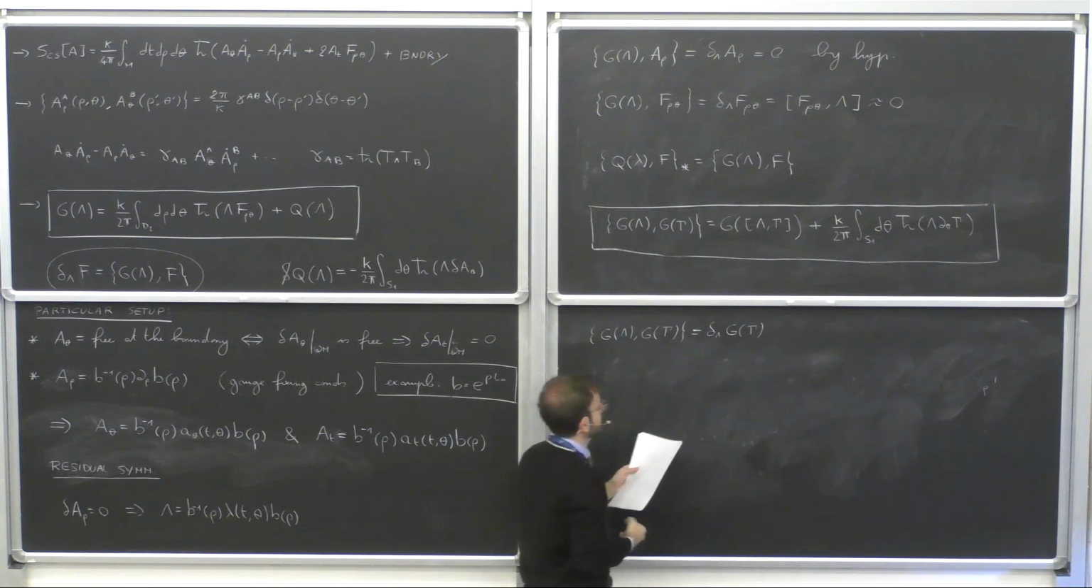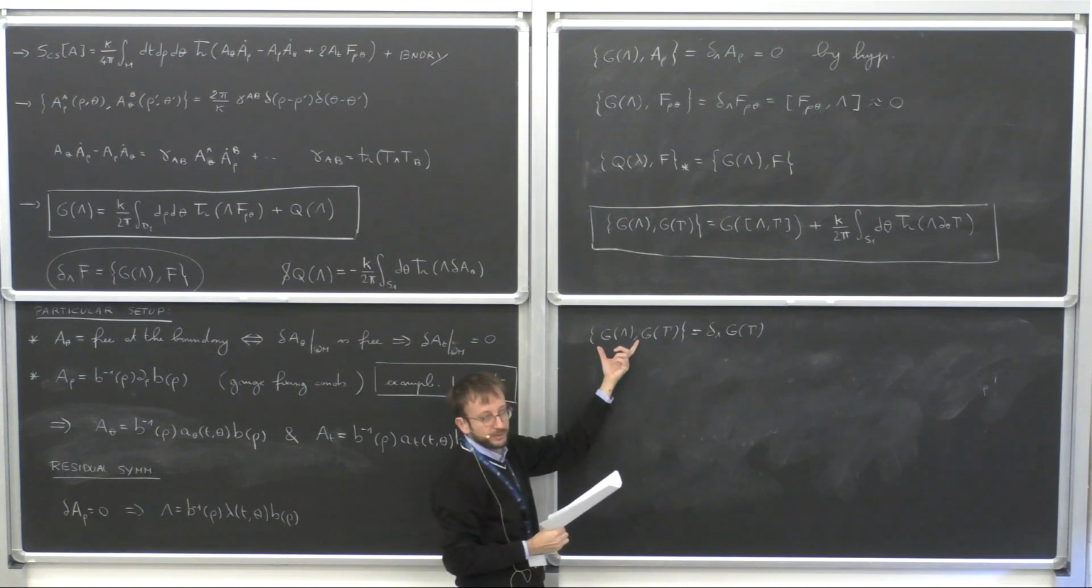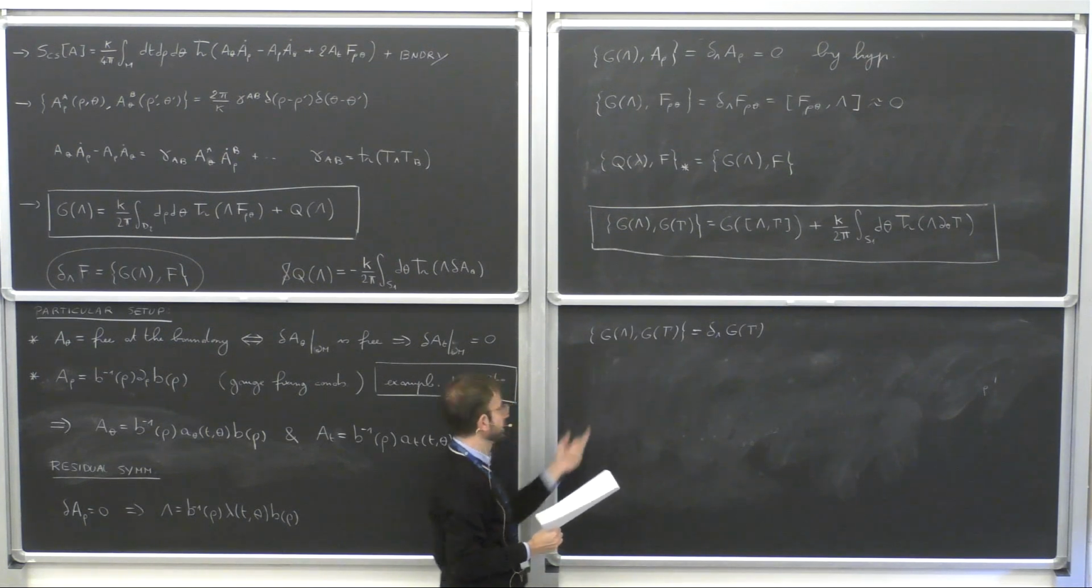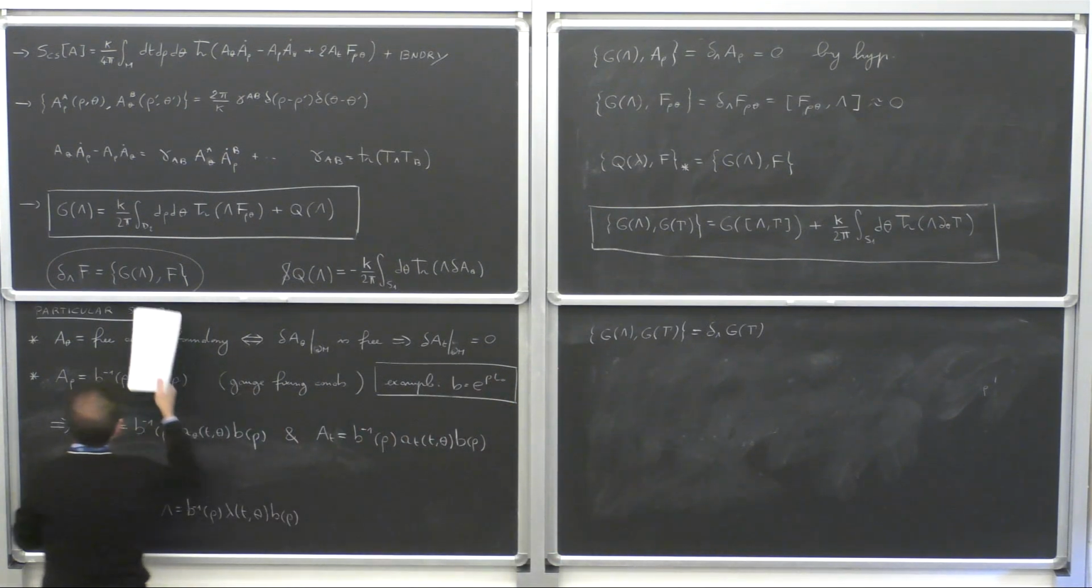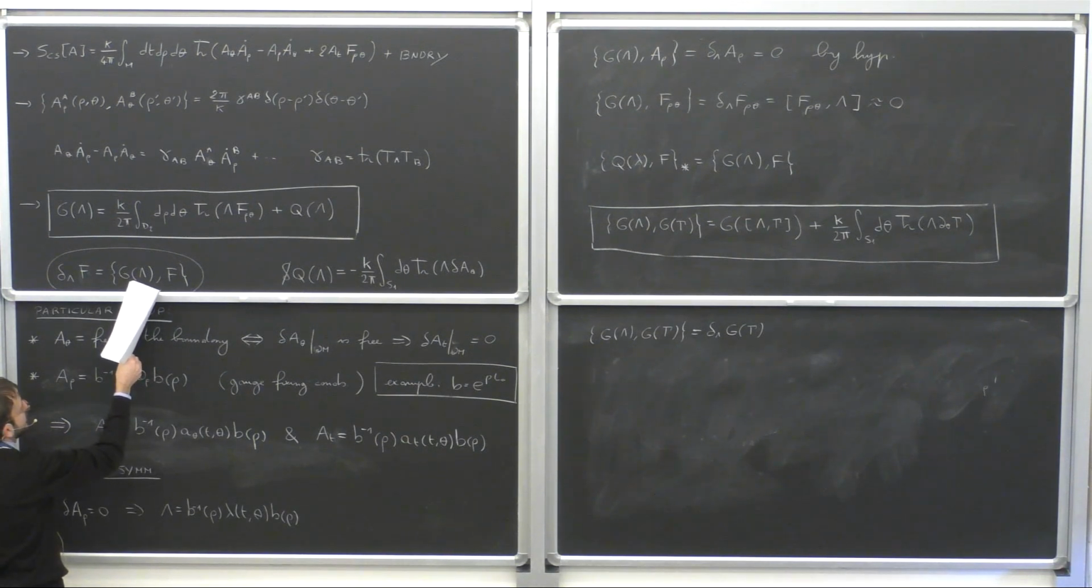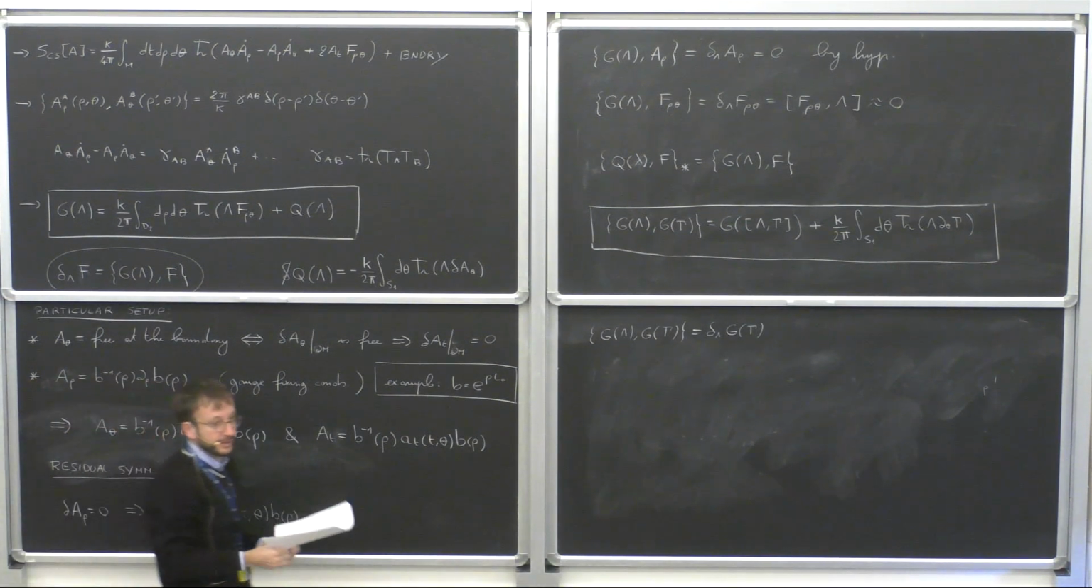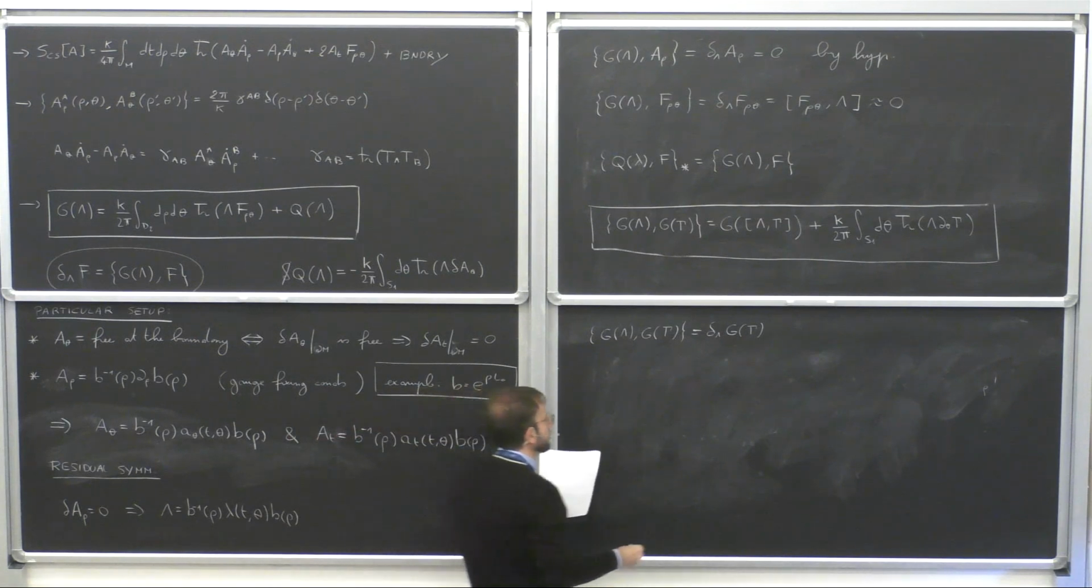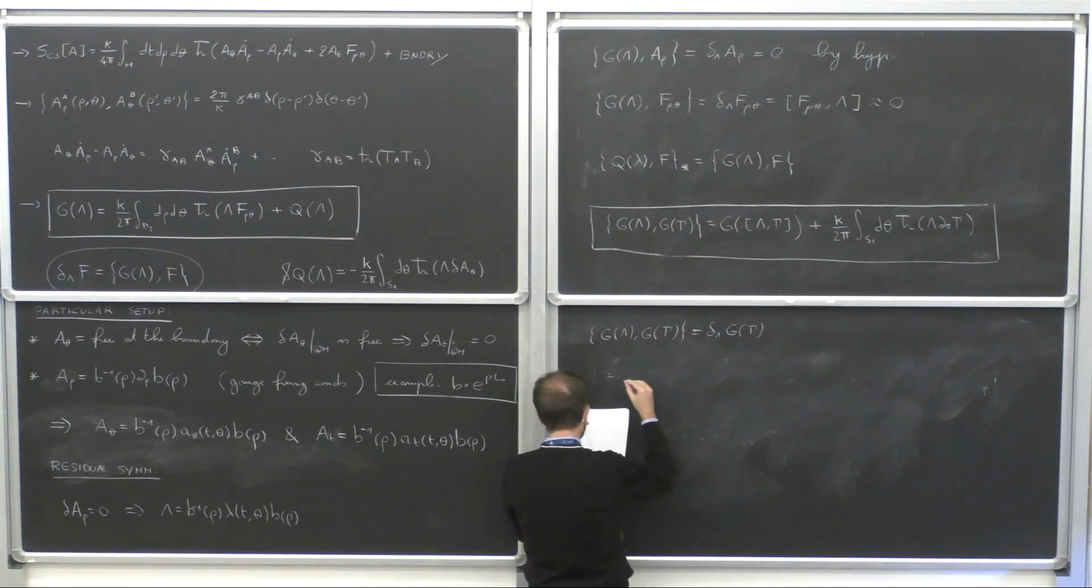So in this kind of manipulation, what you do is always this: you always use the fact that computing the Poisson bracket of a generator with something is the same as taking its gauge variation. And then in practice, you compute the gauge variation, which is easier to handle.